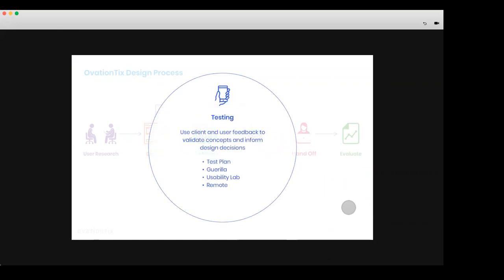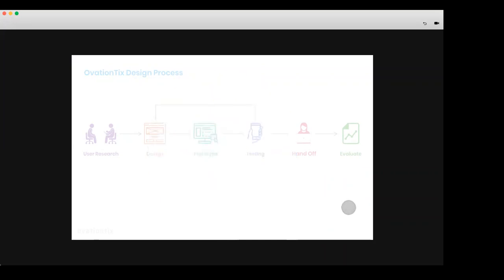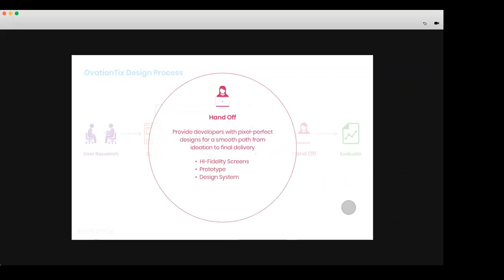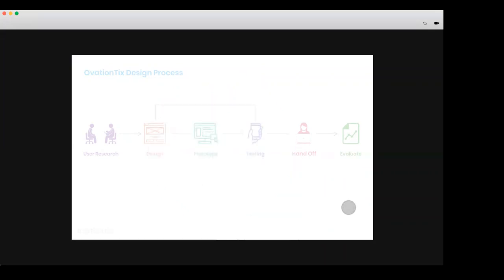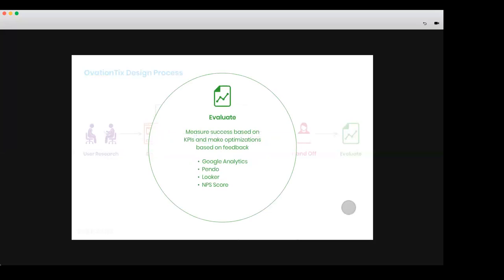Now, once we have all those interactive prototypes, it's time to put those in front of users to validate our designs. And again, we set up a lot of usability tests to gather all this feedback during the testing phase. And once our designs are validated and well tested, it's time to hand it off to our developers. And we do this by providing them with pixel-perfect mockups and special specifications regarding the UI, which is the user interface. And the last step of the design process is evaluation. So once the design is out in the wild, it's time to measure our success. And in this, we use tools like Pando that allows us to tag certain parts of the feature to measure engagement.